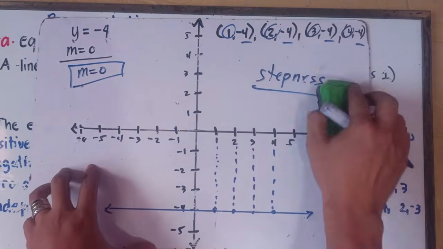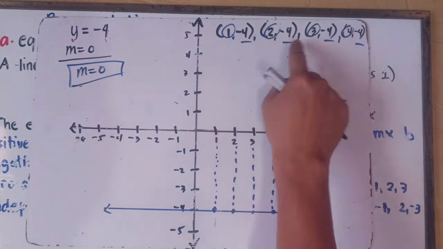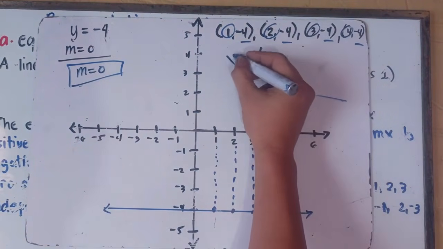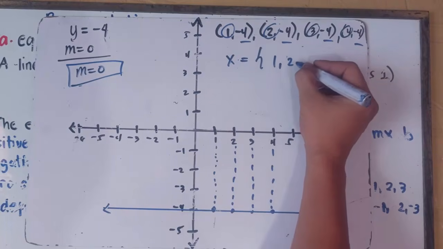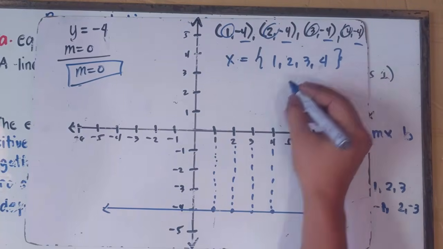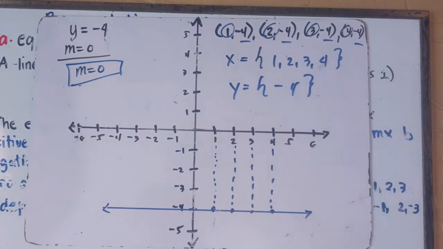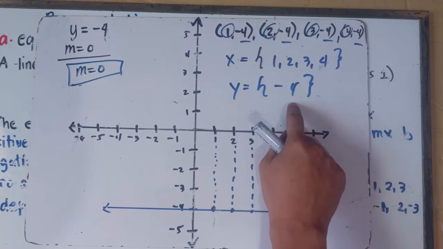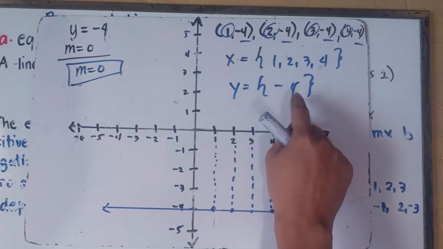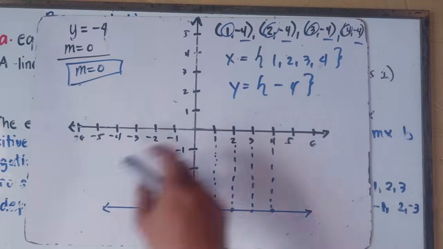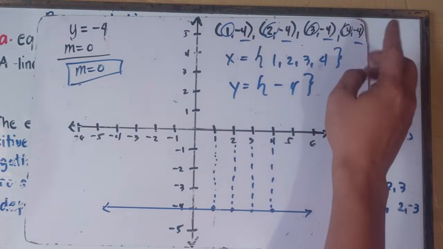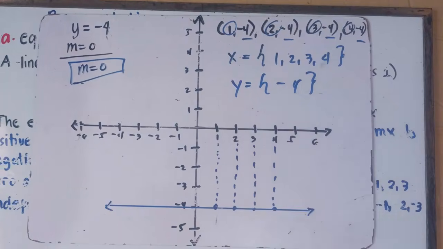Example, class, let me just write this one. This is the input, right? So for input x, we have 1, 2, 3, and 4. And for y, the output, we have negative 4. You can only write one negative 4. Once again, class, the elements are unique. You are not allowed repetition. If you have negative 4, negative 4, negative 4, simply write down negative 4.